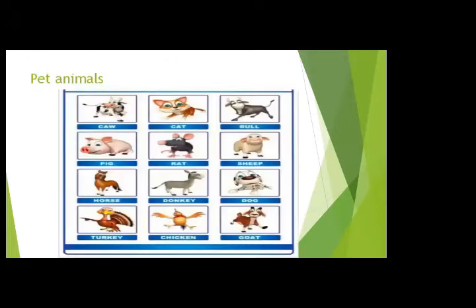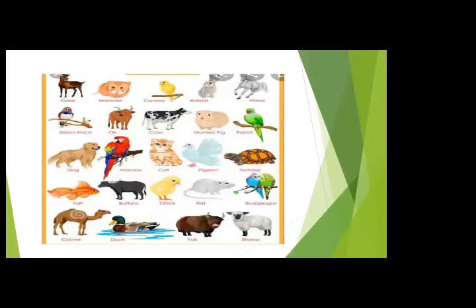So first of all, you can see on your screen pet animals. The pet animals are cow, cat, bull, pig, rat, sheep, horse, donkey, dog, chicken, goat. Now there are many other pet animals you can see on your screen: parrot, fish, rabbit, hen.